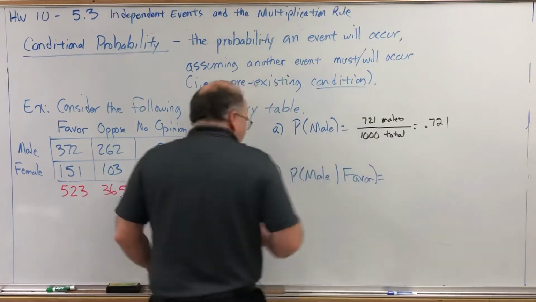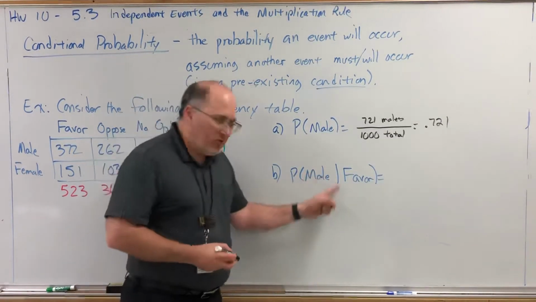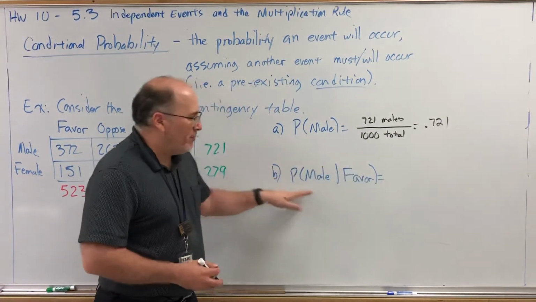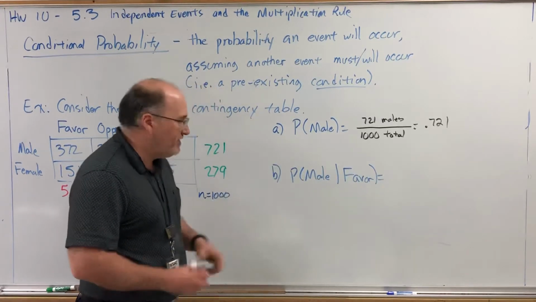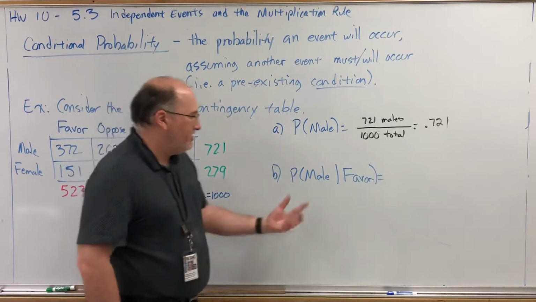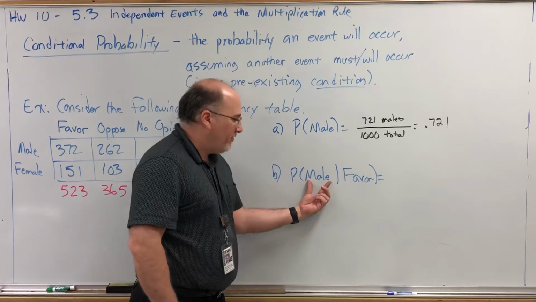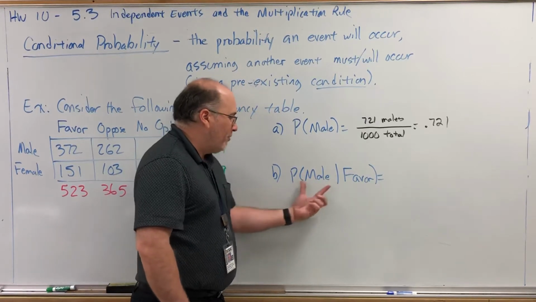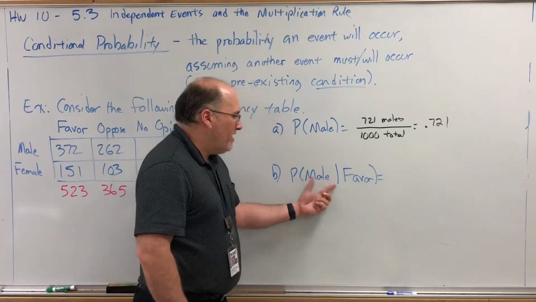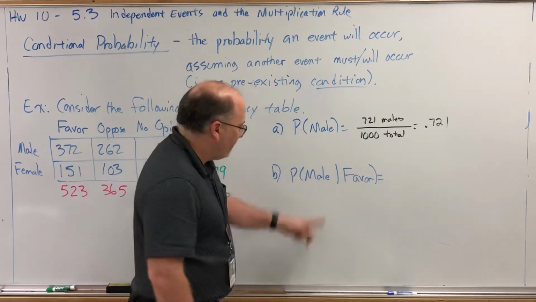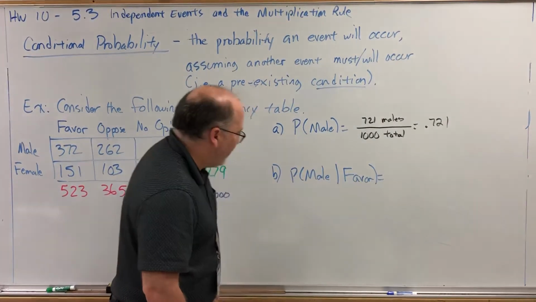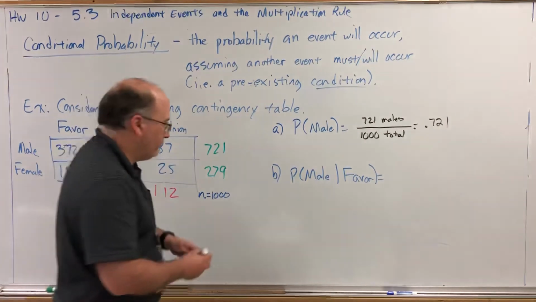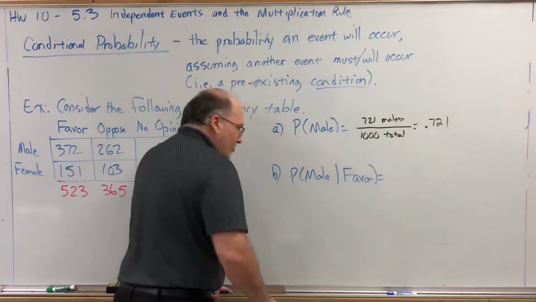But what's up with this other one? And what's this vertical line here? This is an example of what's called a conditional probability. A conditional probability is still asking you the probability of an event, in this case, the probability that somebody is male. But now we're going to impose a condition. This vertical line is read as, assuming that. So you would read this entire problem.